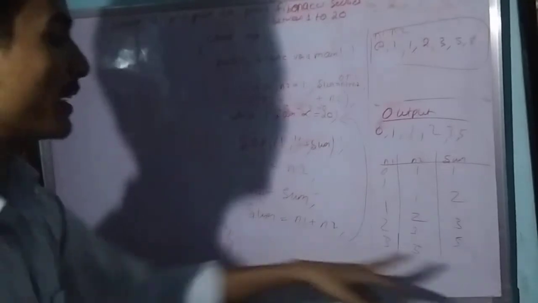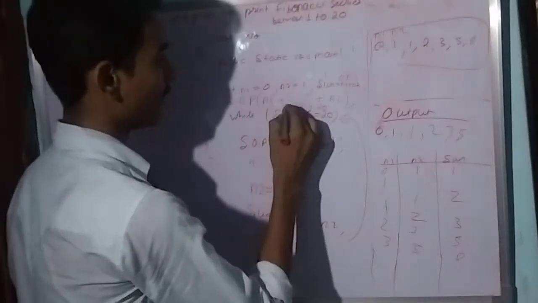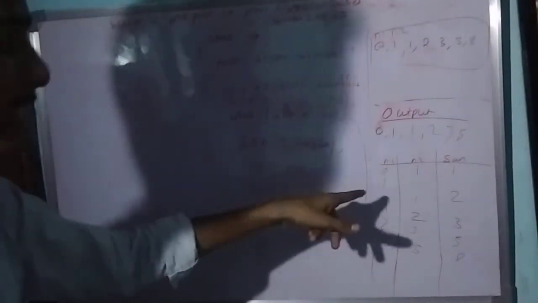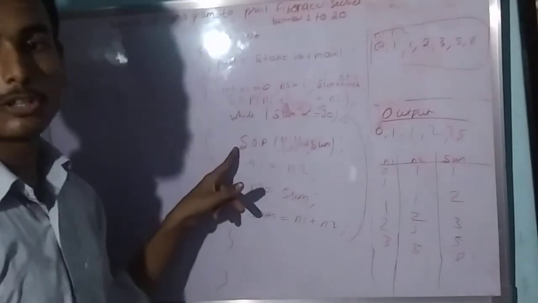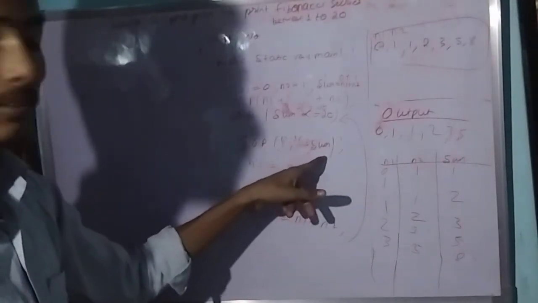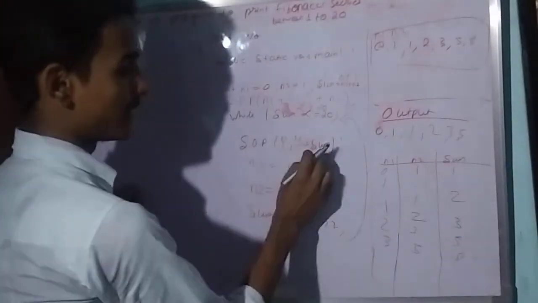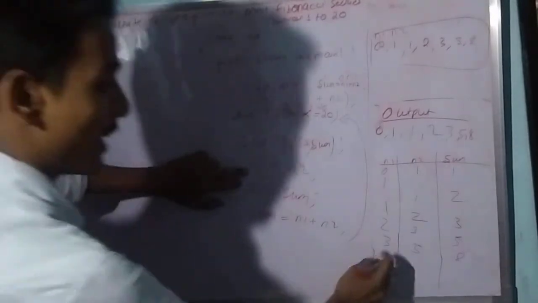Now sum value becomes 8. 5 plus 3, 8. Then the condition will be checked. 8 less than or equal to 20. Then System.out.print plus sum. It will print the value of sum, which is 8. Print 8. Now n1 value becomes 5.